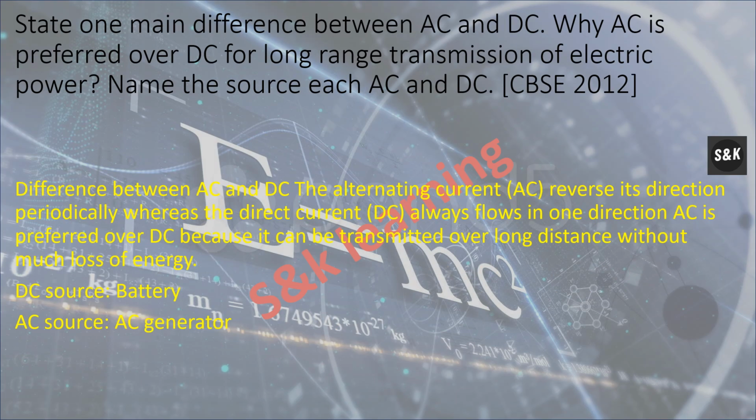State one main difference between AC and DC. Why is AC preferred over DC for long range transmission of electric power? Difference between AC and DC: alternating current reverses its direction periodically whereas direct current always flows in one direction. AC is preferred over DC because it can be transmitted over long distances without much loss of energy. DC source: battery. AC source: AC generator.